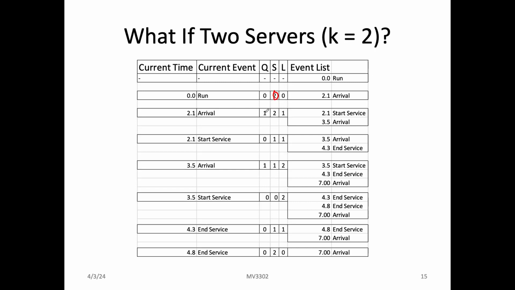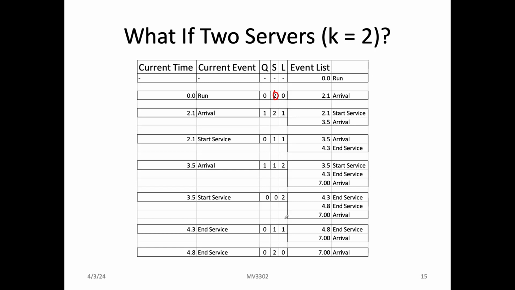So the arrival just pops that by 1. Now the start service event takes 1 to 0, but now it takes 2 to 1. So that when the second guy shows up, intuitively, he gets a server. And using exactly the same data, we've completed serving our customers now in time 4.8 instead of 5.6.